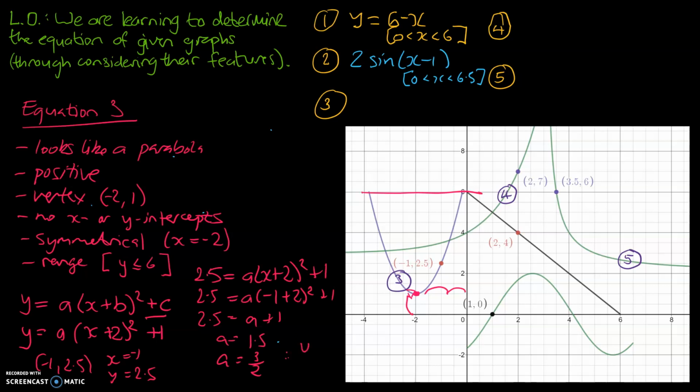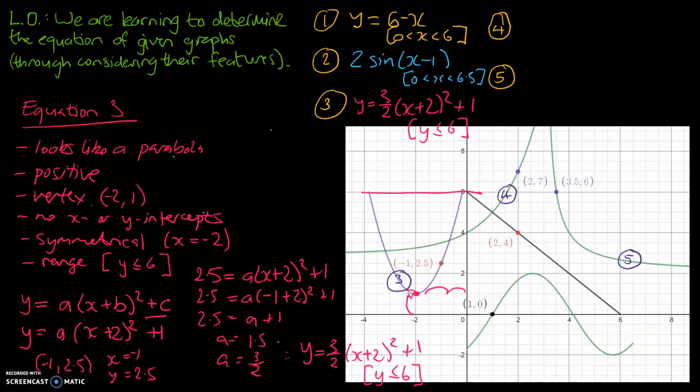So what that means is, therefore, our equation is y equals 2/3 of (x plus 2) squared plus 1, and that had a range where y was less than or equal to 6. So let's put that into our formula up the top. So y equals 3/2 (x plus 2) squared plus 1, with a range where y was equal to or less than 6. So please get that down.